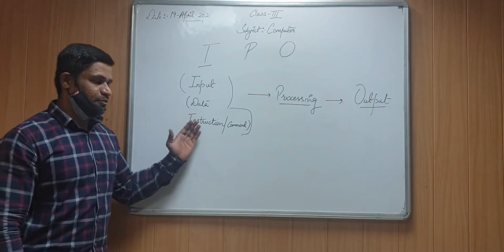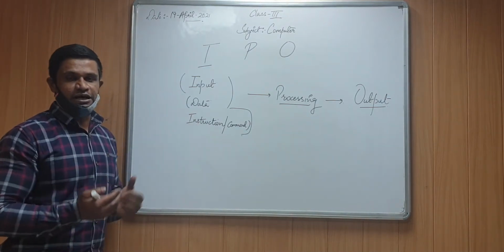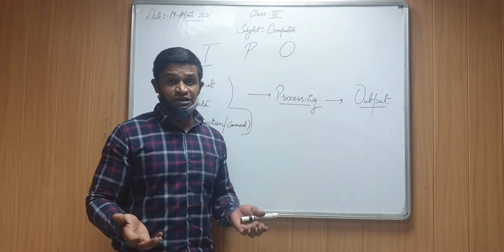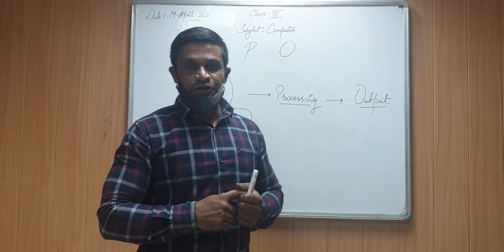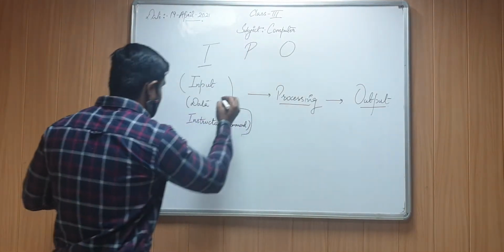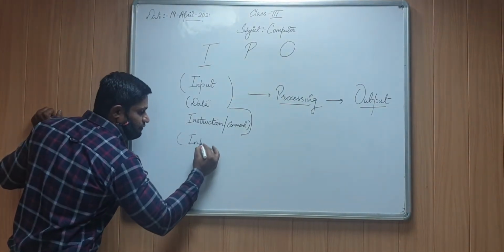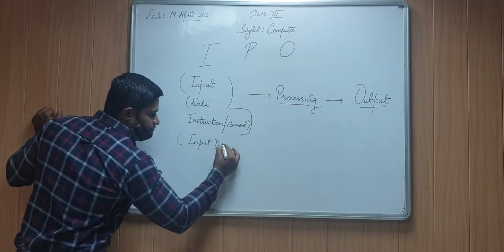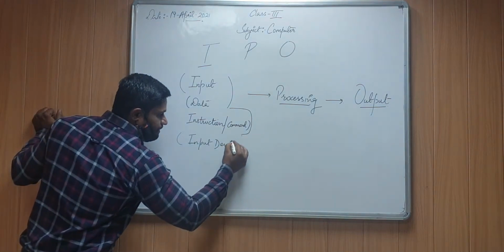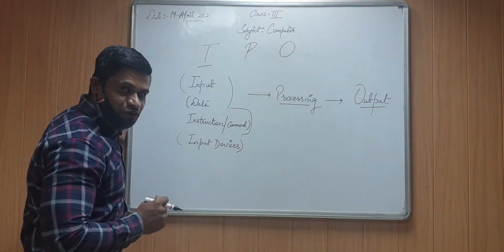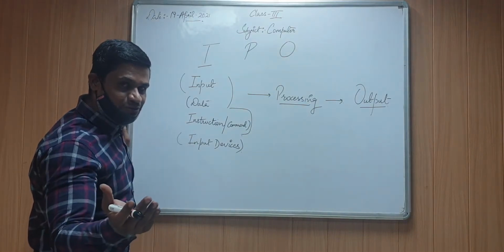That is, input receives the data from the user, and who is the user? We are the user. We type. Now for giving the input, we require devices which are known as input devices. And let's say, how many input devices do you know?